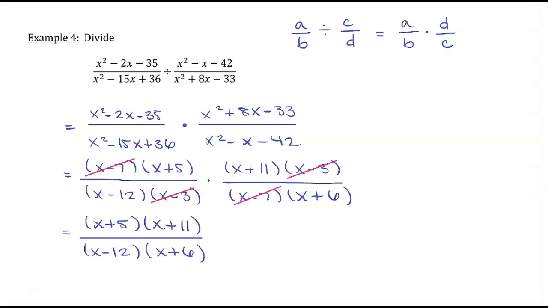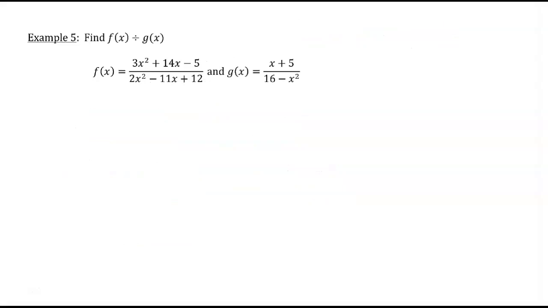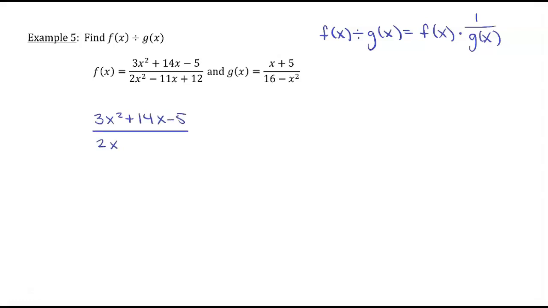Let's take a look at one last example. In example 5, we are again dividing, but this time we're talking about dividing two rational functions. We want f of x divided by g of x. We know that dividing f of x by g of x is the same as multiplying f of x by the reciprocal of g of x, or 1 over g of x. So instead of dividing, let's multiply 3x squared plus 14x minus 5 divided by 2x squared minus 11x plus 12 by 1 over g of x, or 16 minus x squared divided by x plus 5.